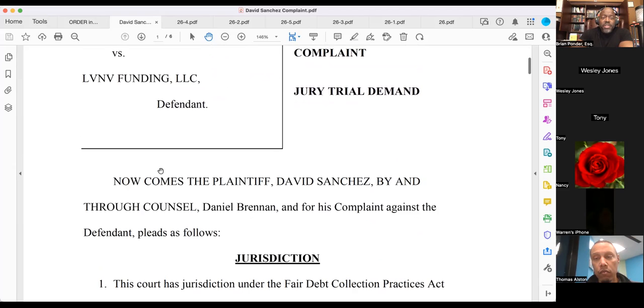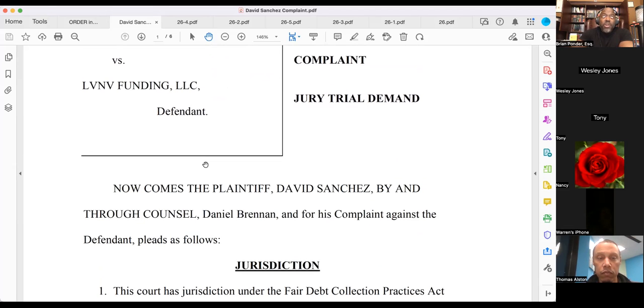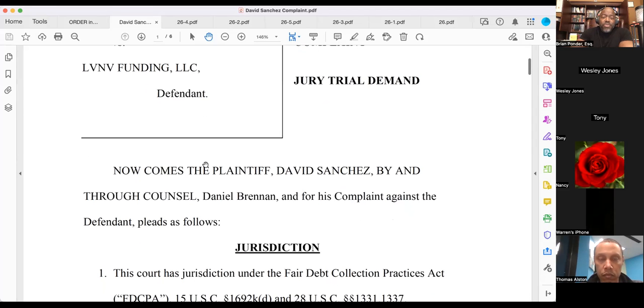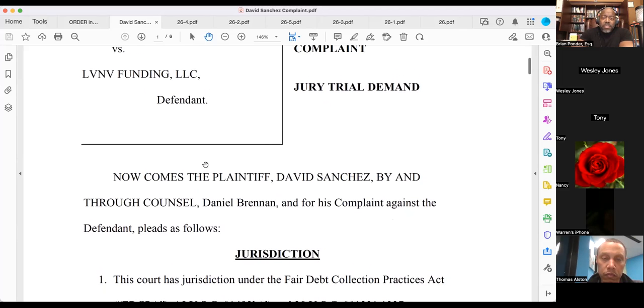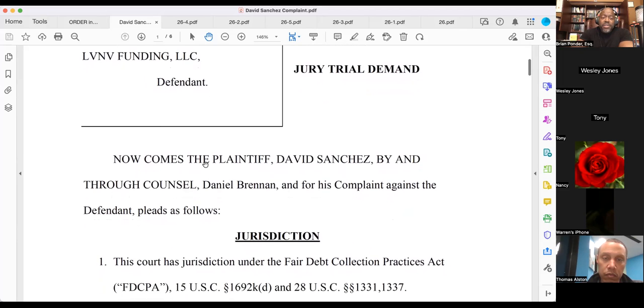We all know LVNV is a popular debt buyer. We also know that they buy debt, and a lot of times, well, buying debt, they're a debt collector, because they buy it already defaulted. And then you see a lot of LVNV collections being serviced by Resurgent, who is a debt collector. But LVNV would be the debt buyer, debt collector.